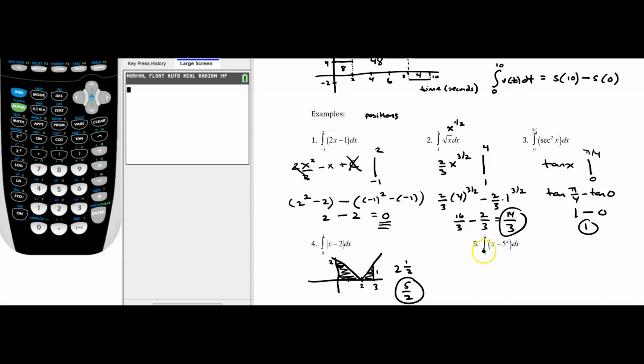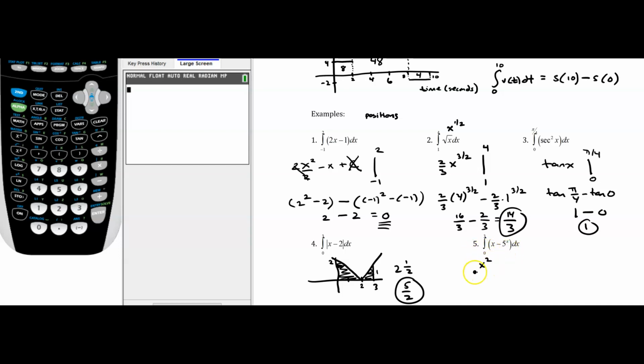In general, though, you're going to want to follow the rule where you do the antiderivative, plug in the upper limit, subtract what you get when you plug in the lower limit. But look out for these special case problems where you still can rely on your geometric formulas and things like that. Okay, antiderivative, let's do it.